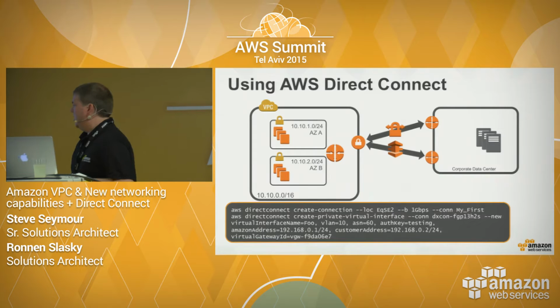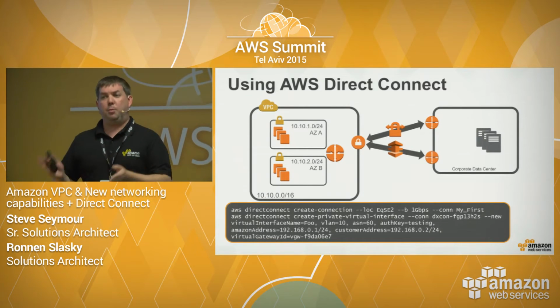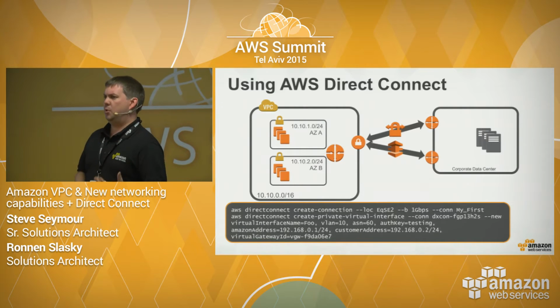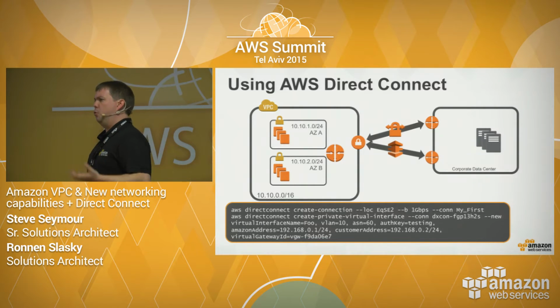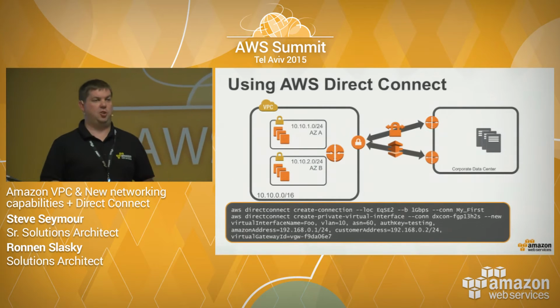So Direct Connect is made up of a few components, but one of the big differentiators about Direct Connect compared to a VPN is it has this physical component. It presents a physical port on a router in a Direct Connect location that you need to establish a connection to.